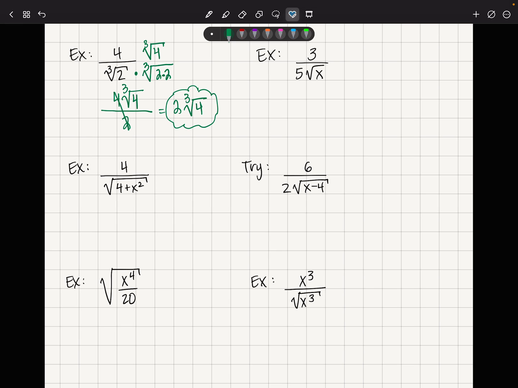Okay, this last example, I need a pair of x's, so I'm going to multiply by the square root of 1 more x. And in the numerator, that gives us 3 times the square root of x. And in the denominator, it gives me 5 times x. Now, nothing reduces. So that's my answer. It's just 3 times the square root of x over 5x.